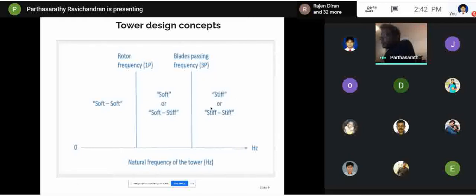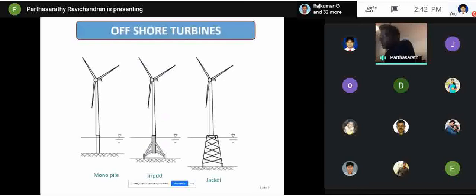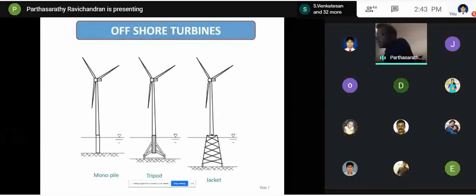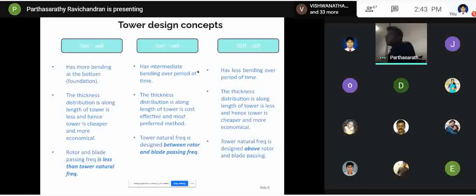So it means that the bending moment is very, very less on the tower as a whole, in the bottom foundation. And it is designed for various reasons. If the location of the site has very strong winds, then they would probably consider a stiff model. If the turbulence intensity is somewhere moderate, then they would consider something like a soft-stiff. So having a design at the center is an economical point of view.